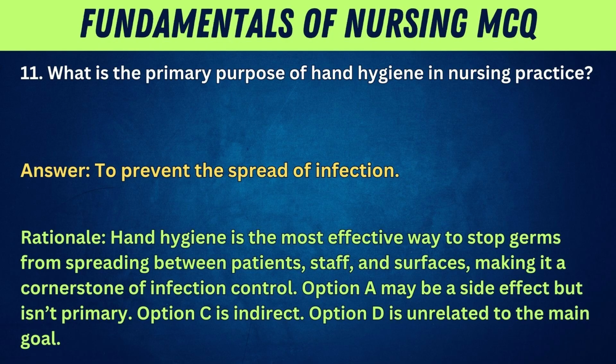Rationale: hand hygiene is the most effective way to stop germs from spreading between patients, staff, and surfaces, making it a cornerstone of infection control. Option A may be a side effect but isn't primary. Option C is indirect. Option D is unrelated to the main goal.